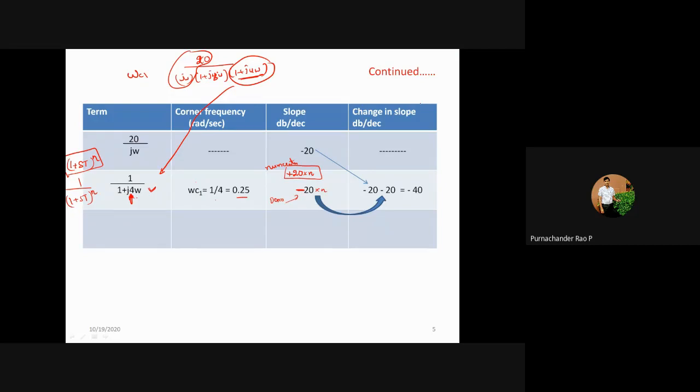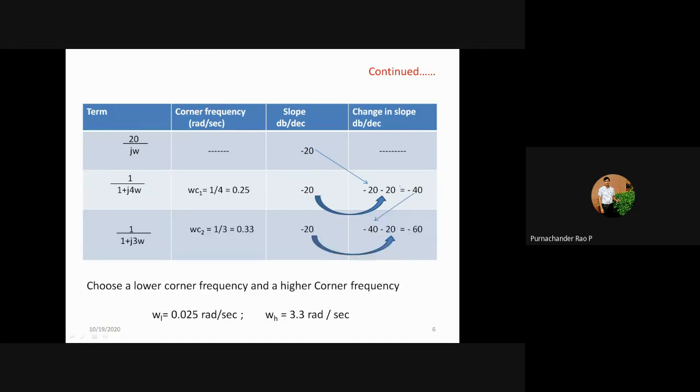Then what is the change in slope here? The change in slope here is minus 20. In the previous case it was minus 20. Now you are having minus 20 because n is equal to 1. So this will be minus 20 only. Then this minus 20 you have to represent here. So now what is the slope? Minus 20 minus 20, this is going to be the slope of minus 40.